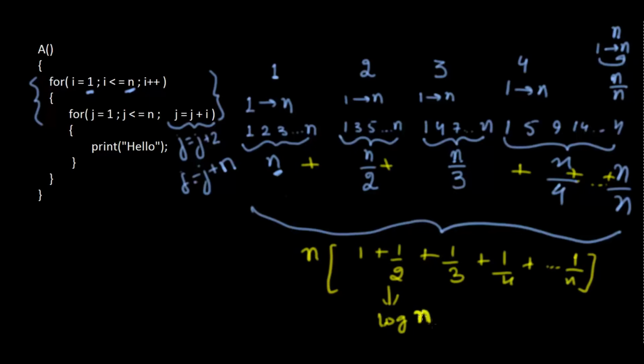Now most of you might be having a confusion why this value is log n. This is not log n exactly, but this is order of log n. Now there is a difference between exact value and order of log n. So I can say by combining with this n and this log n, n log n is my final complexity.